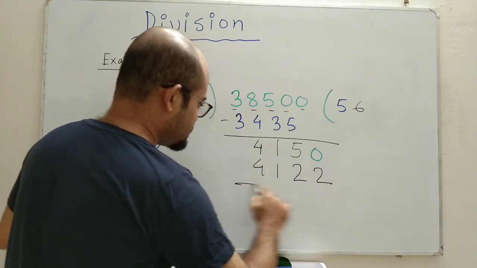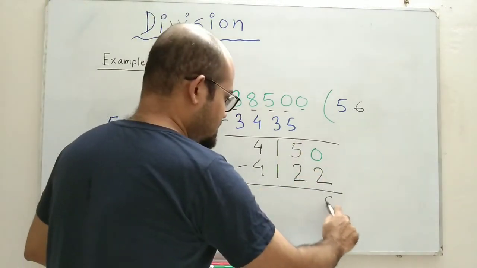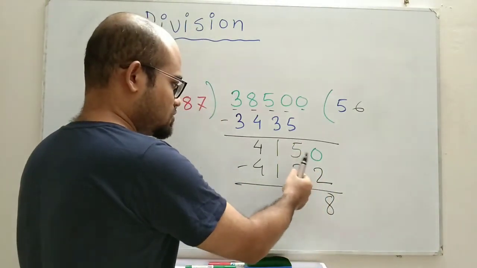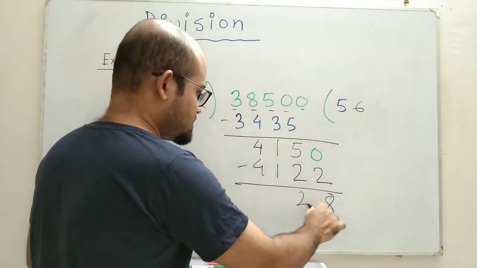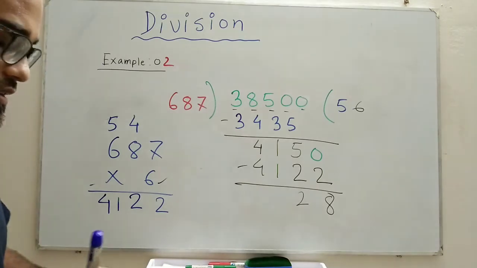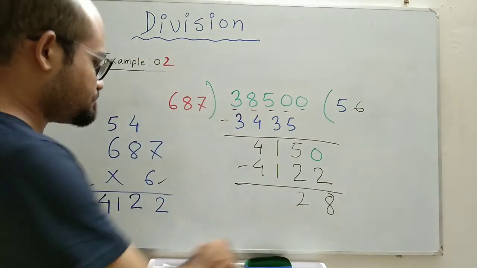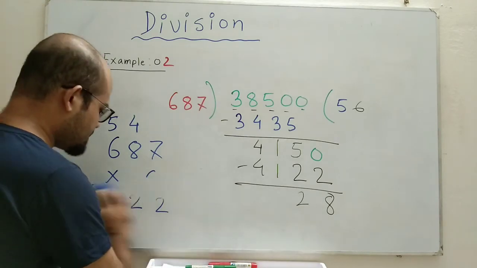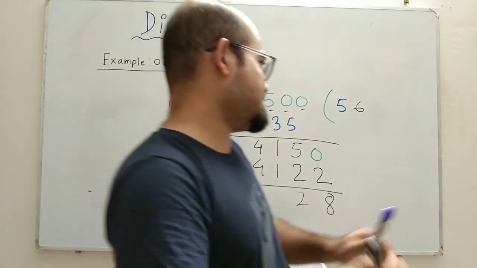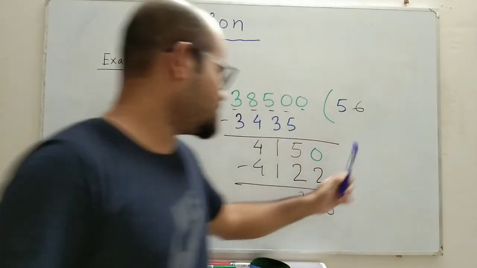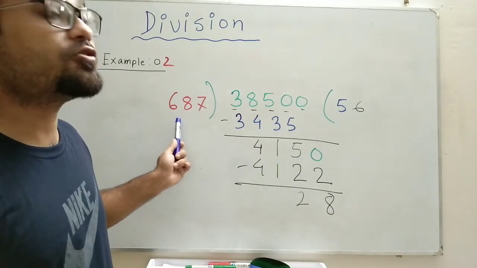So as usual, we will subtract. 10 minus 2 gives me 8. Carry 1. 2 plus 1, 3. 5 minus 3 gives me 2, so 28. Now, the residue 28 is actually smaller than 687. So, what can we conclude? We can conclude that 56 is our quotient and 28, being smaller than the divisor, is our remainder.